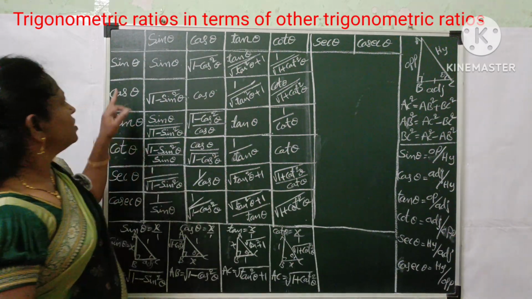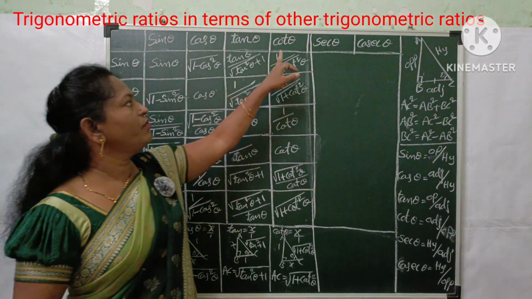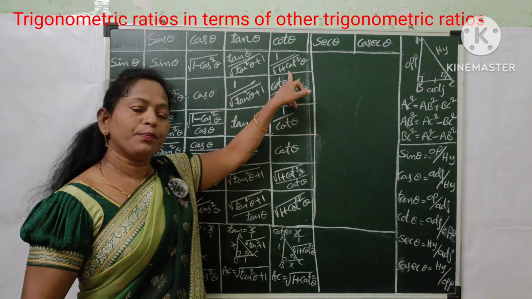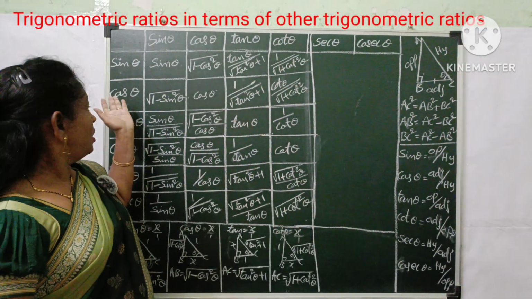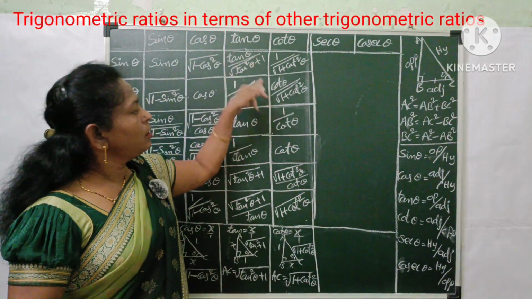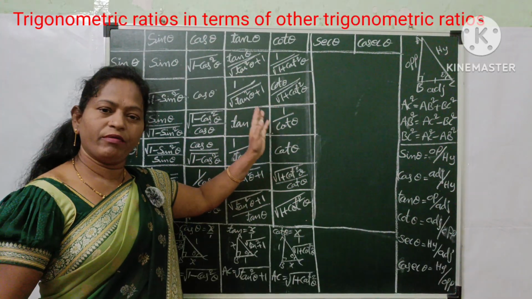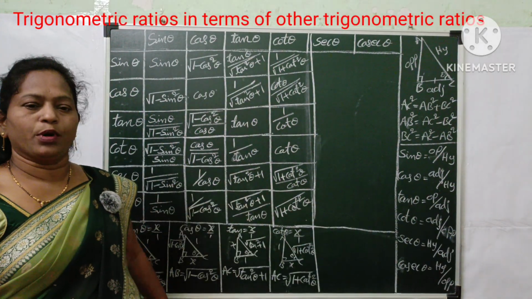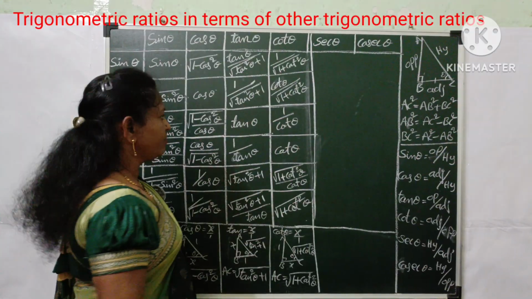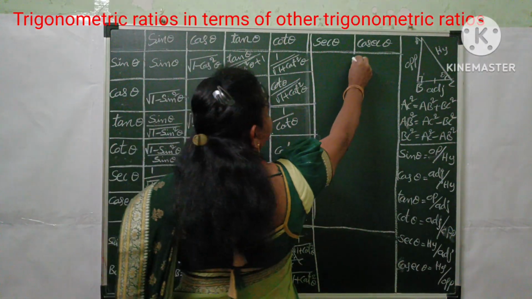Over. So, sin theta in terms of cot is 1 by square root of 1 plus cot square theta. Next, cos theta in terms of cot theta is cot theta by square root of 1 plus cot square theta, and the remaining reciprocal ratios. Next one, secant theta.